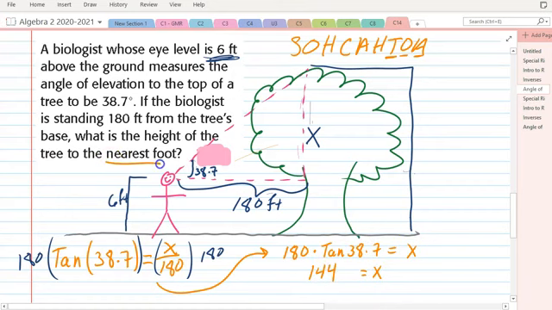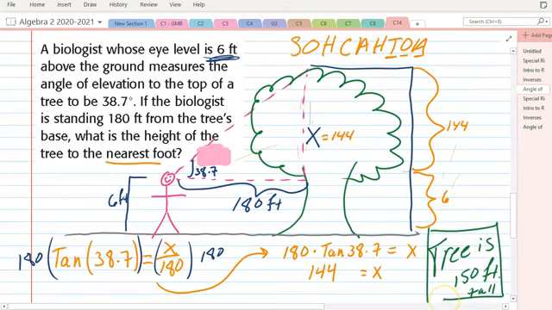Now they told us to round to the nearest foot, so I have x is equal to 144 feet. That means from the eye level to the top is equal to 144. But if I want the entire thing, I'm going to have to add the 6. So the total height of the tree is 150 feet tall. Don't forget your units, which are in feet.